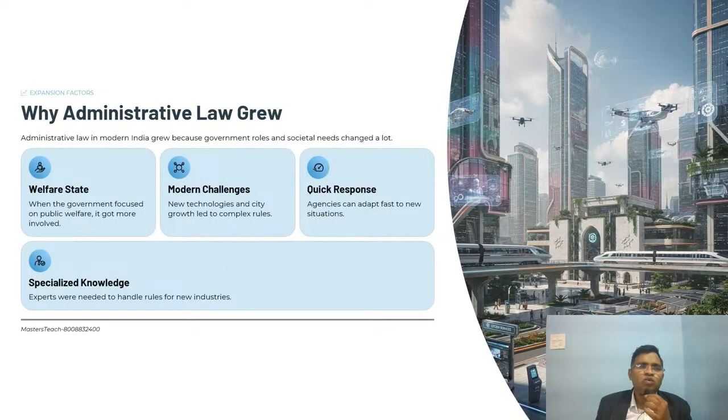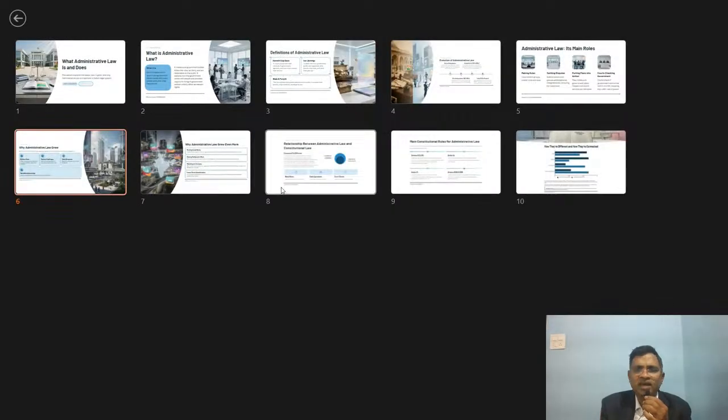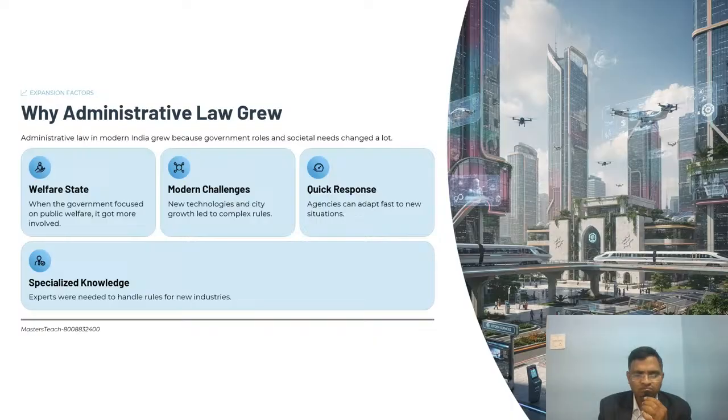Okay, so why is administrative law growing? Administrative law is modern in India, because government roles change a lot as societal needs change. Initially, the government only had the protection of the citizens, but as time changes, the things also change, and the responsibility also changes for the government.